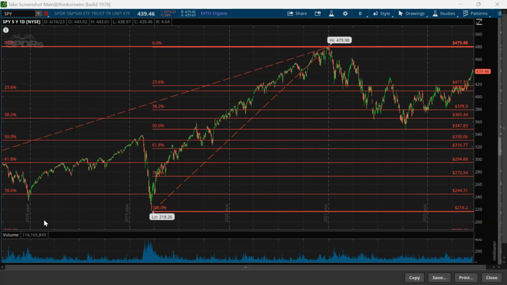This chart goes all the way back to 2018, but the fib sequences go all the way back to 2015. So what's a fib sequence? A fib sequence is a Fibonacci. A Fibonacci is basically you take the price range from lowest to highest, and you build these retracement lines.